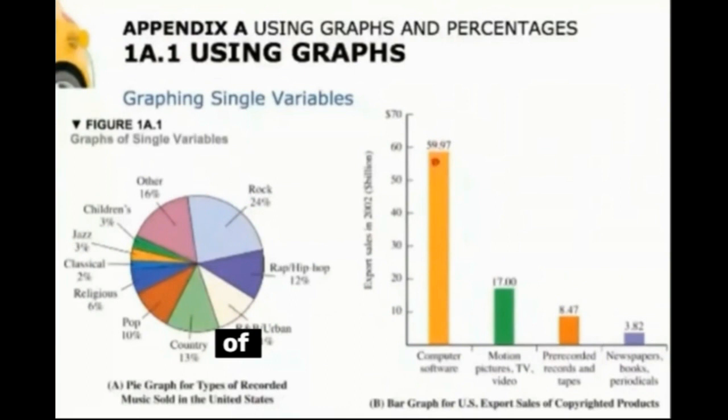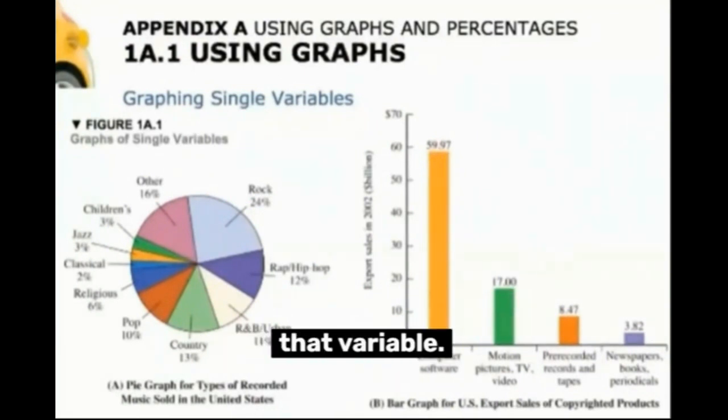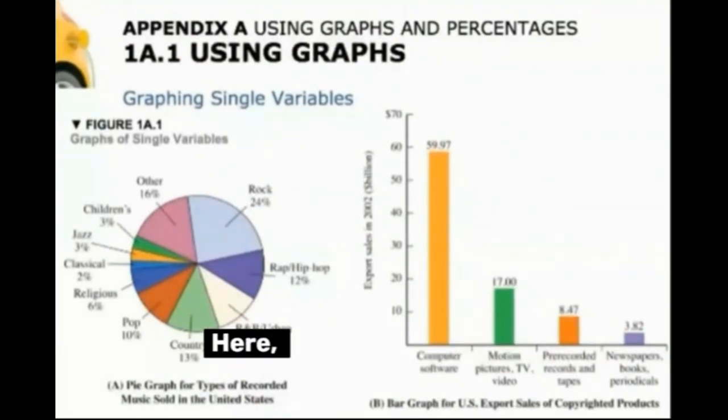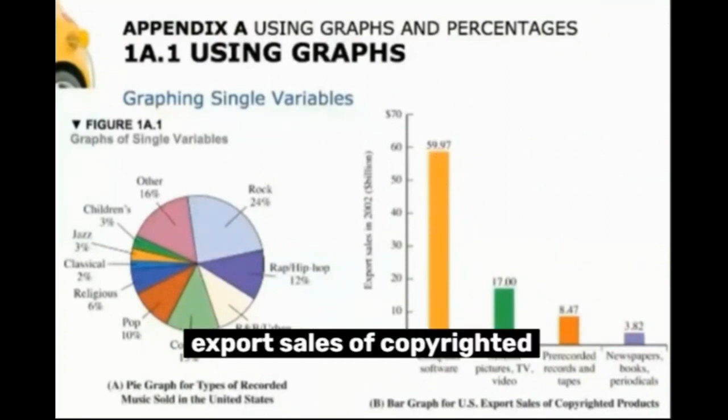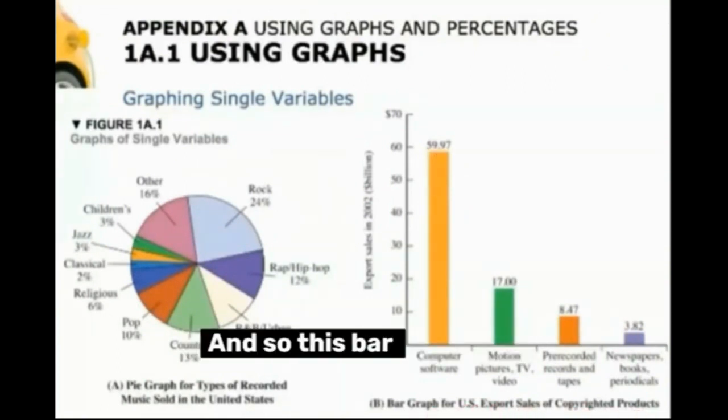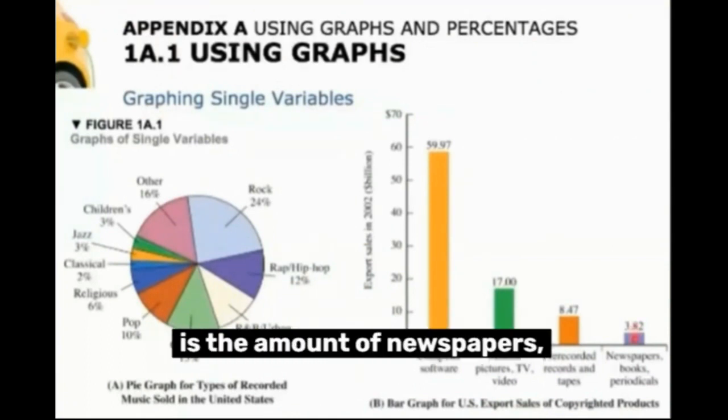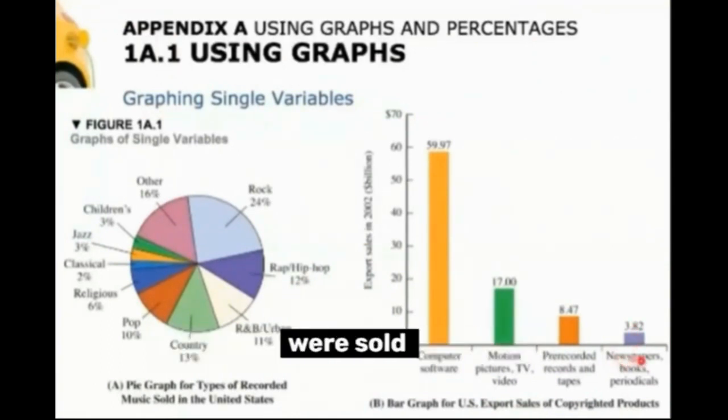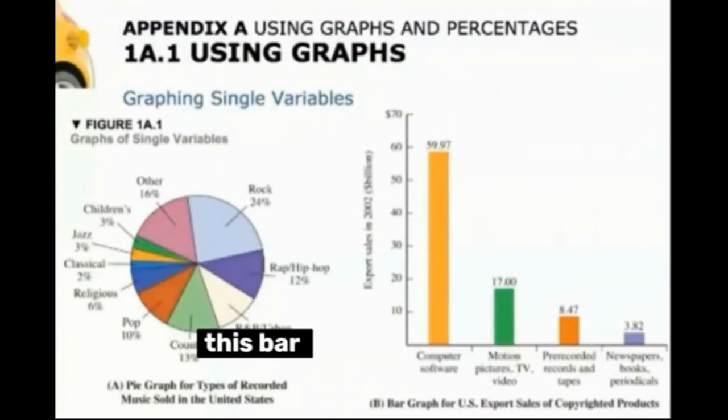A bar graph would compare a variable and different types of that variable by looking at the height of those bars. Here we're looking at U.S. export sales of copyrighted products. And so this bar over here is the amount of newspapers, books, and periodicals that were sold in 2002 as U.S. export sales. So if we want to compare this bar to this bar, which is computer software, we can see that there was far more computer software exported from the United States than there were newspapers, books, and periodicals.